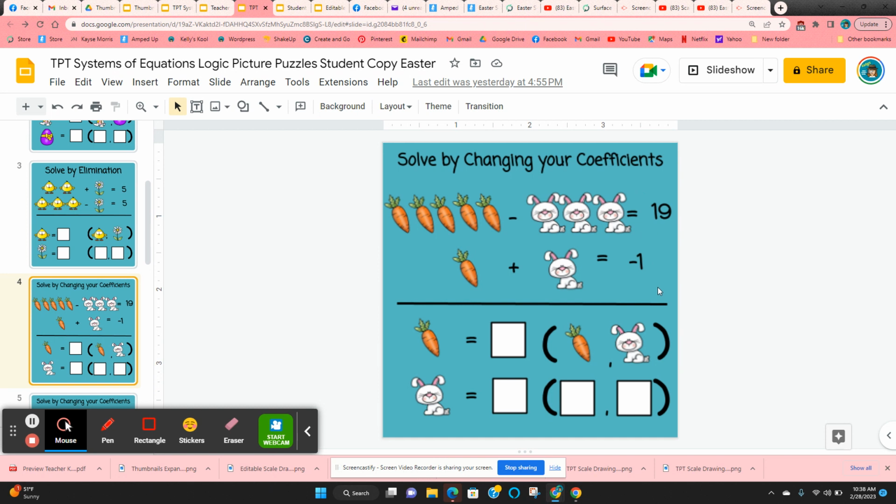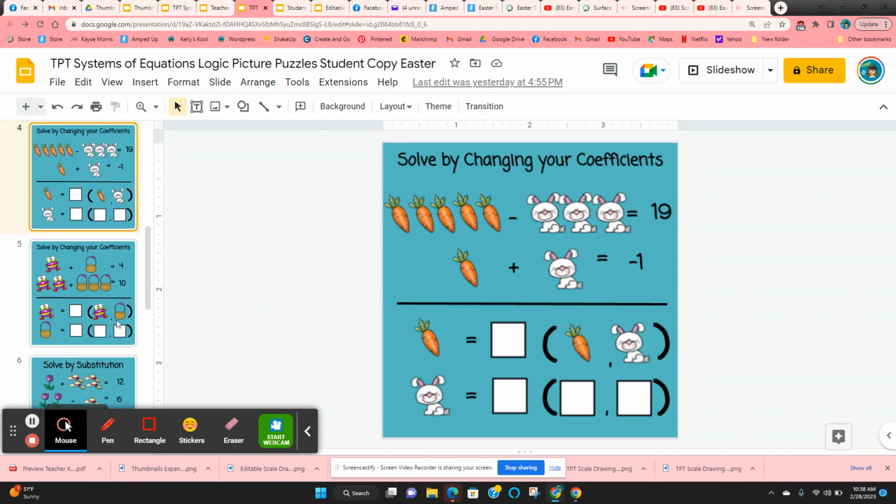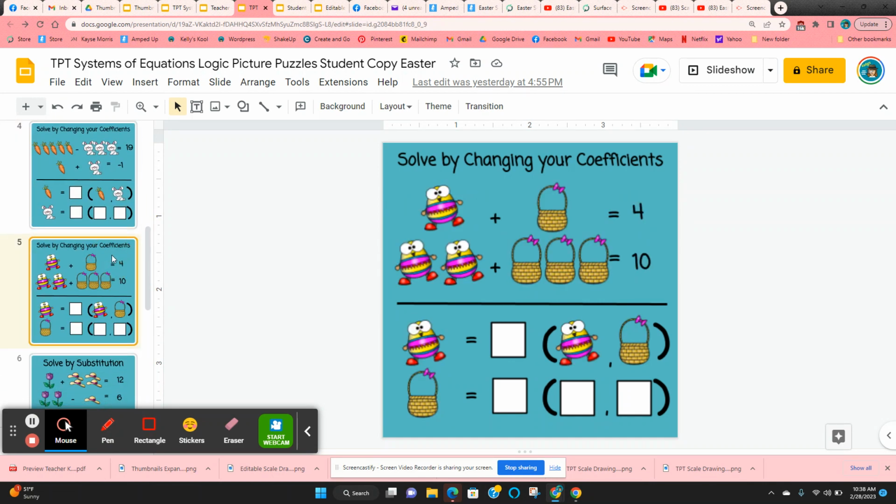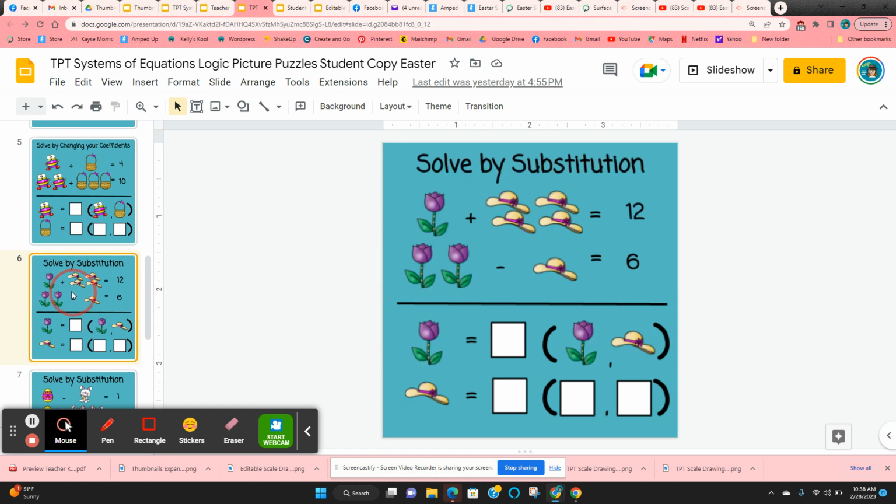And then they add the two equations together. So they have to find a way of changing the coefficients so that they will eliminate. Same thing on the next one. And then they go on to substitution.